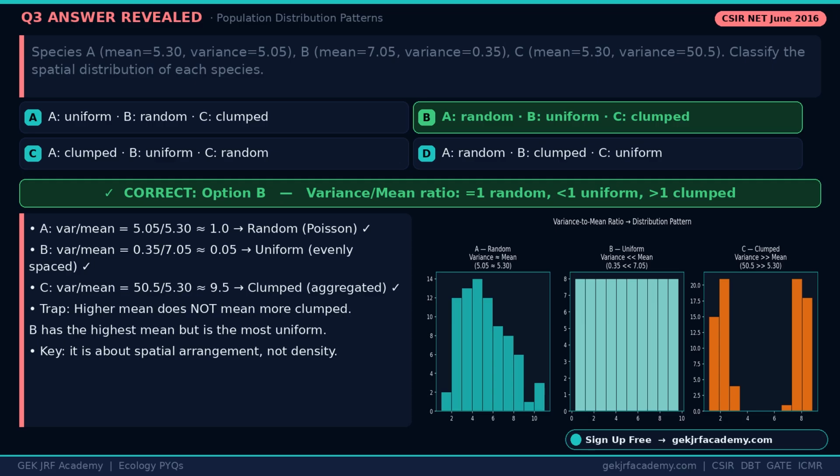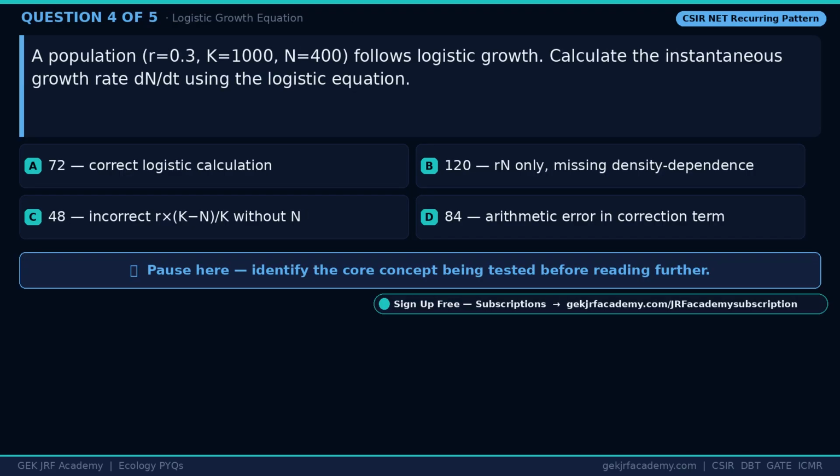That is wrong. Species B has the highest mean but the most uniform distribution. The distribution pattern is about spatial arrangement, not abundance. Question 4. This is a CSIR NET recurring pattern. It appears in multiple years.